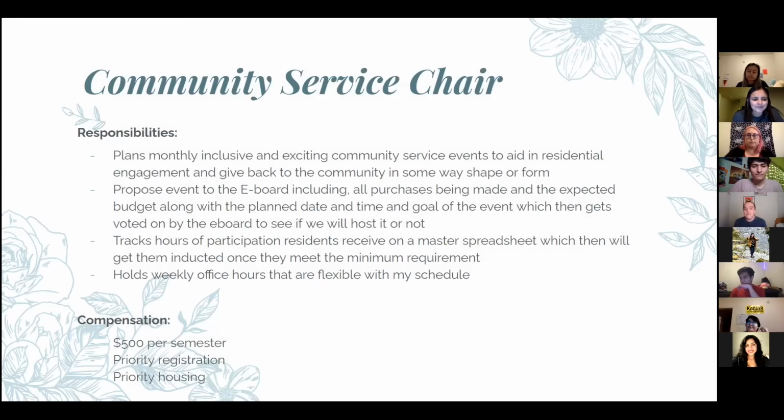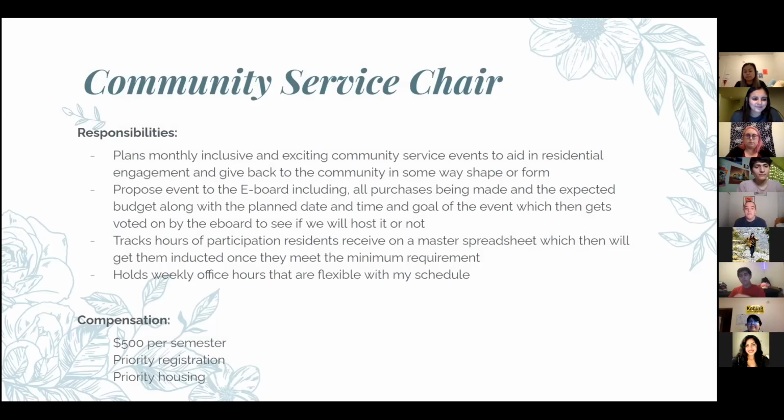As the community service chair, my main responsibilities are to plan the monthly inclusive and exciting community events to aid in residential engagement and give back to the community in some way, shape, or form. I also propose events to the e-board, including all purchases being made and the expected budgets, along with the planned date and time, and the overall goal of the event, which all of the e-board votes on, and we decide whether or not it's going to go through.